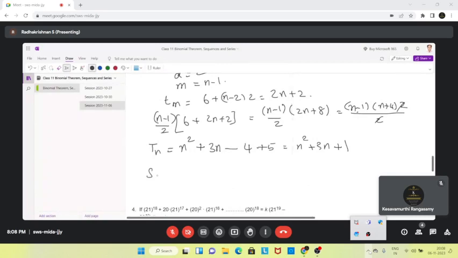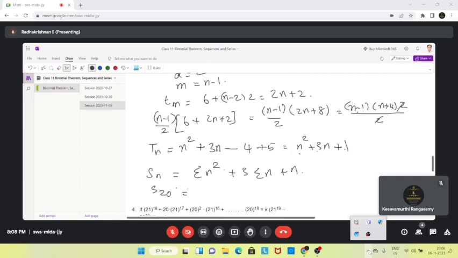Sn equal to sigma n square plus 3 sigma n plus n. We can put it like this. We know sigma n square, sigma n and the value of n. So Sn equal to, since Tn equal to n square plus 3n plus 1, so Sn will be sigma n square plus 3 sigma n plus n, because n times 1 is n. So this is equal to S20.